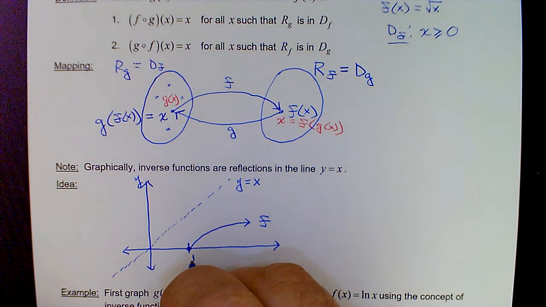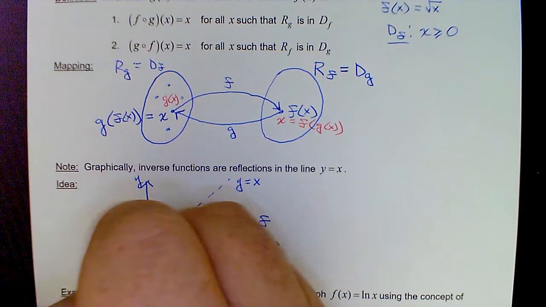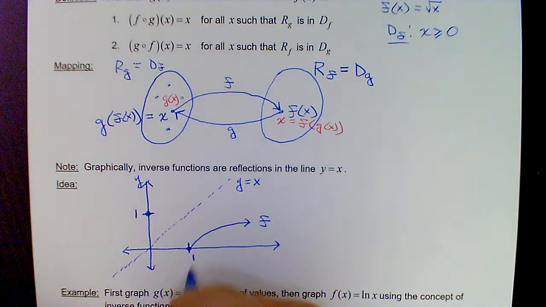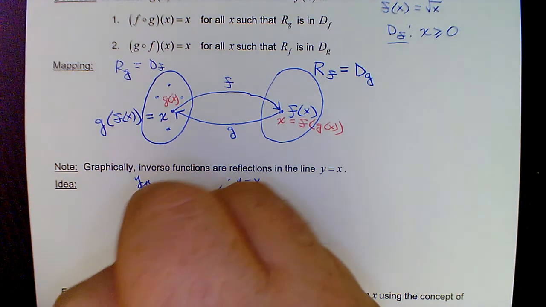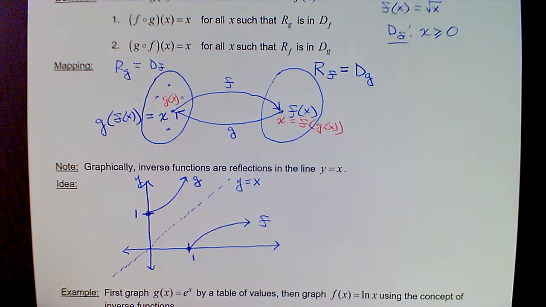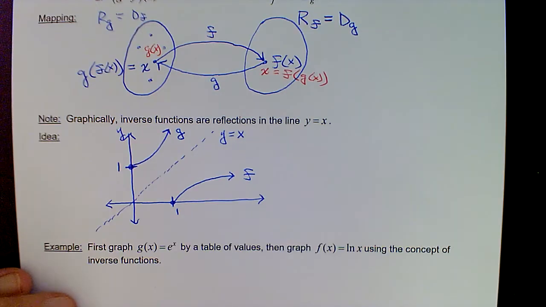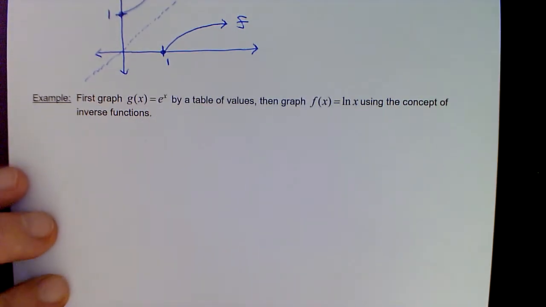The point 1, 0 in the reflection becomes the point 0, 1, and then you could use your spatial senses, kind of folding this over on the dotted line, and you would see that the inverse g would look something like that. So those are a couple important things to remember about inverse functions. And with that, we can easily graph the natural log of x.